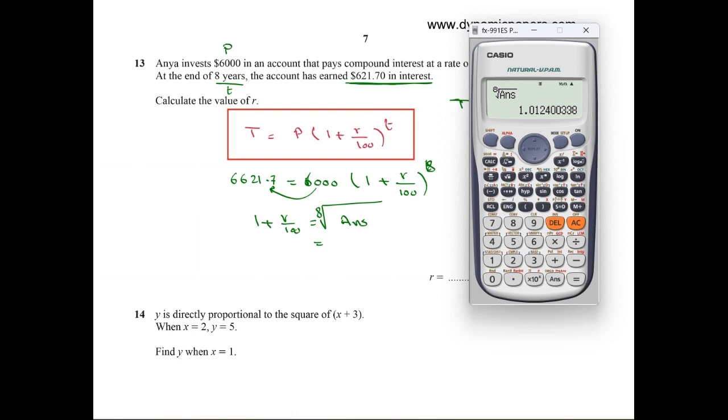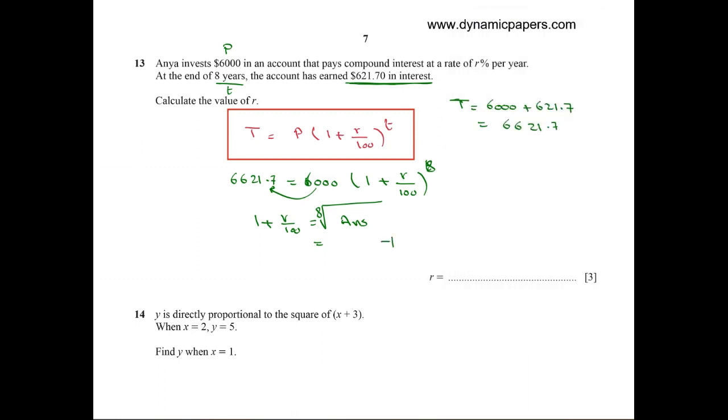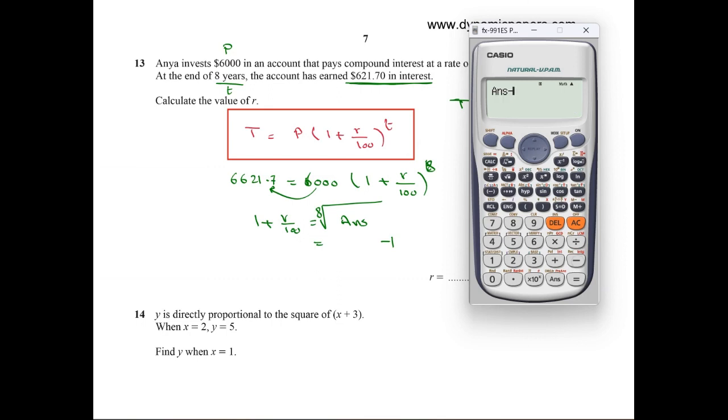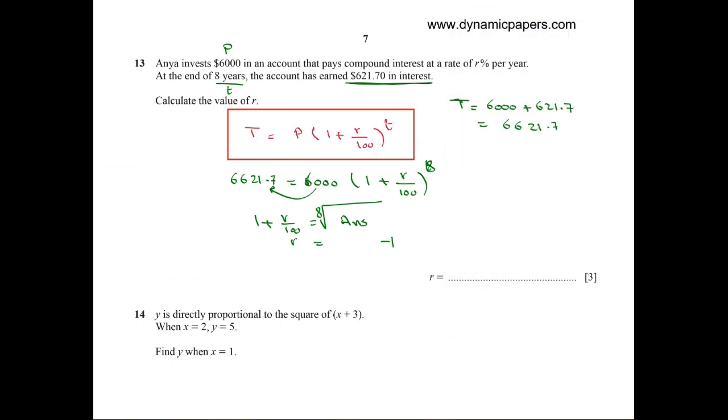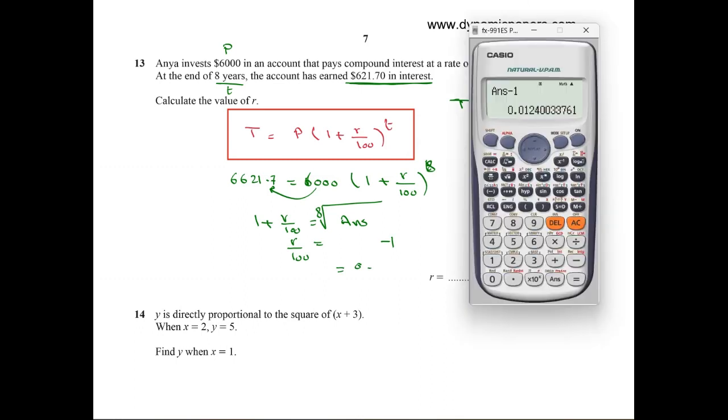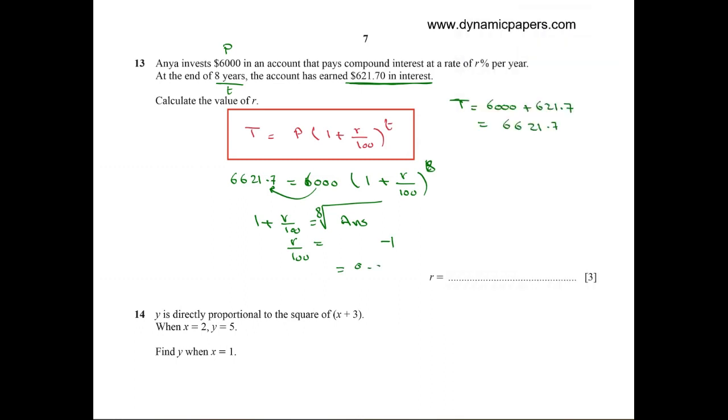Minus 1, we will subtract 1, minus 1 equals 0.0124. R over 100 equals 0.0124. Multiplying by 100, the rate is 1.24% per year. Thank you.